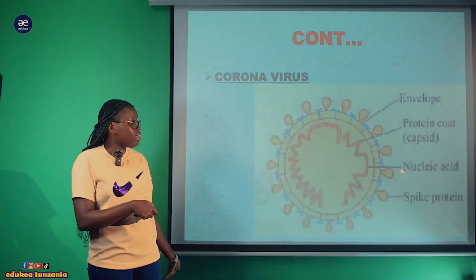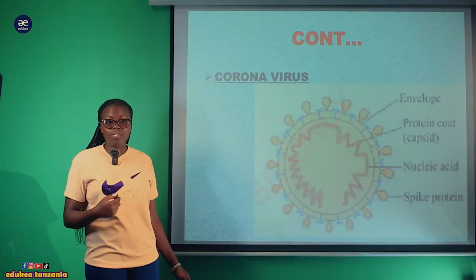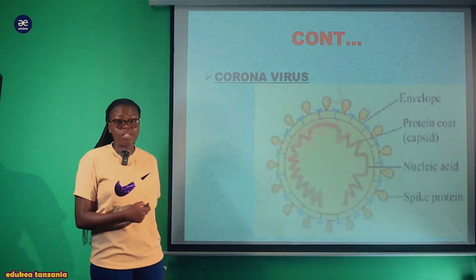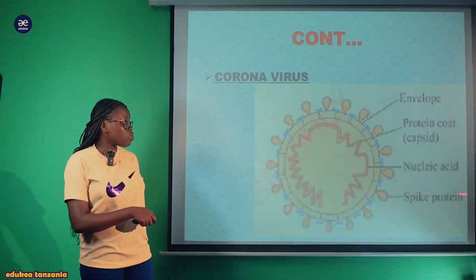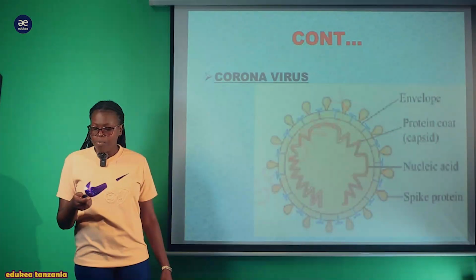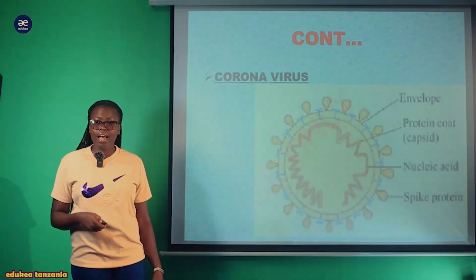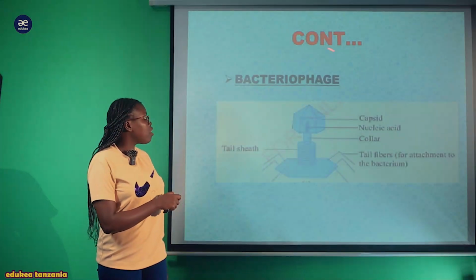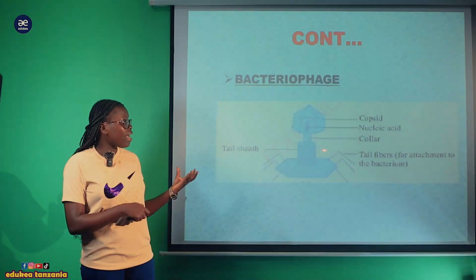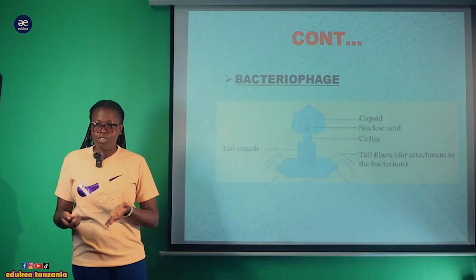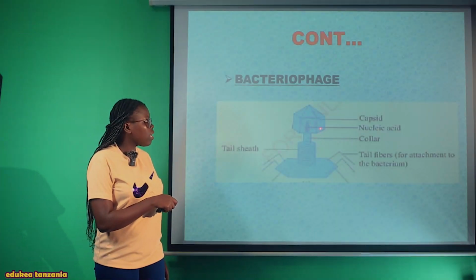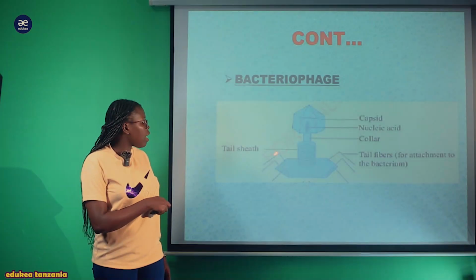Kuna envelope kwa ajili ya maintenance of the shape. Also ya the spike protein kwa ajili ya protein synthesis when they are for feeding inside the host cell. And this is an example of the bacterial phage ambayo kazi yake yeye mara nyingi anakuwa ana invade other bacteria. So and this is the capsid we surround the nucleic acid, and this is the collar. Also these are tail sheath as well as tail fiber kwa ajili ya attachment to the bacteria.